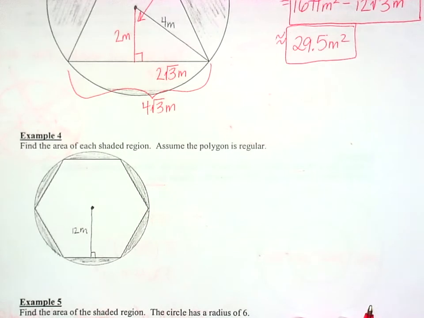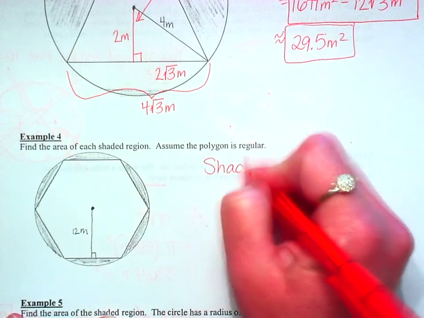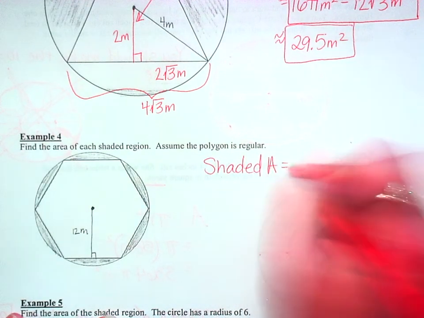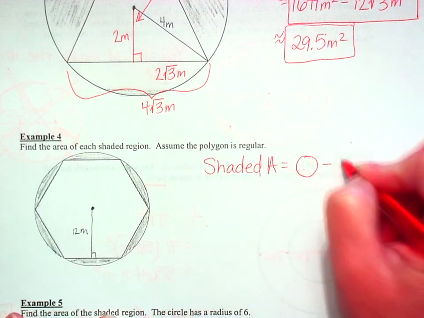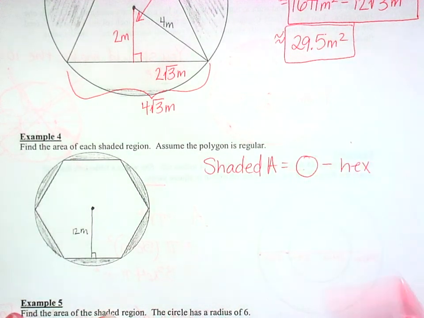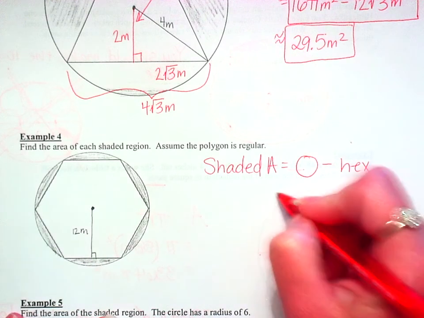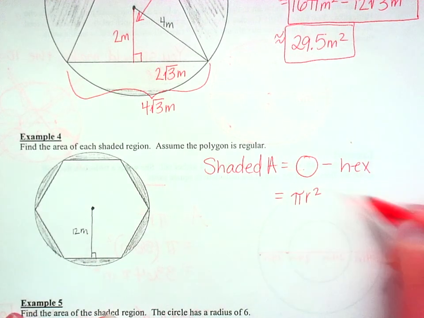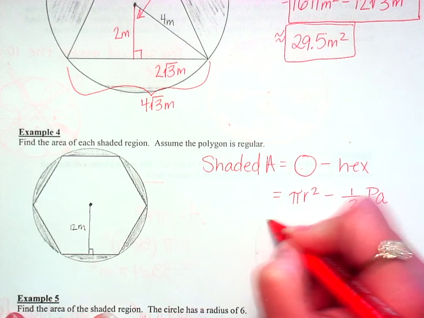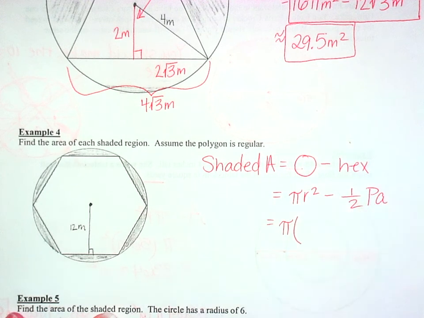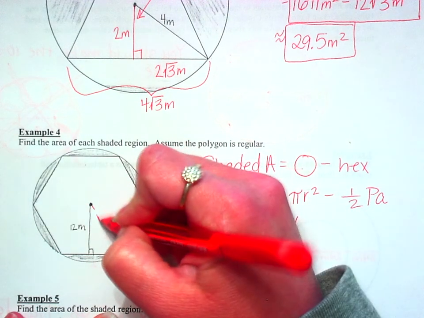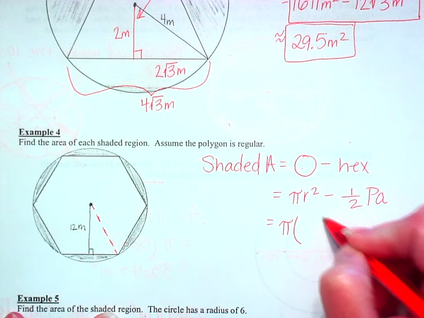Okay, on this one, to find shaded area, we are going to do circle minus hexagon, because again, the hexagon is not shaded. So that's pi r squared for the circle, and then 1/2 pa for the hexagon. We currently do not know the radius of our circle. I'm going to draw it in, and I'll figure out what that is in a minute. Right now, I'll just leave it blank.